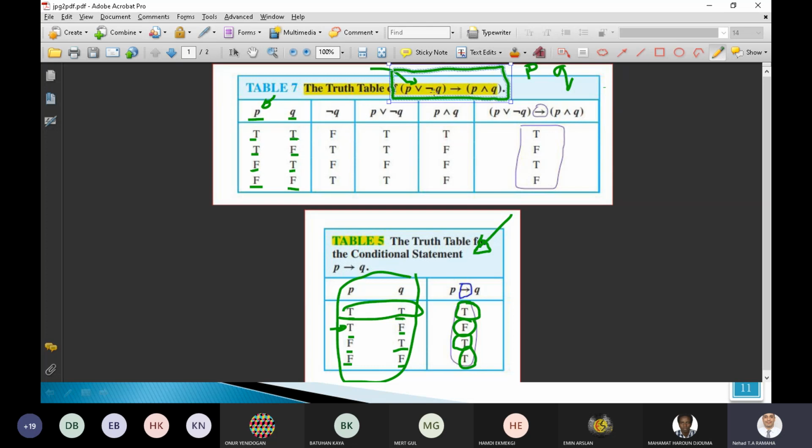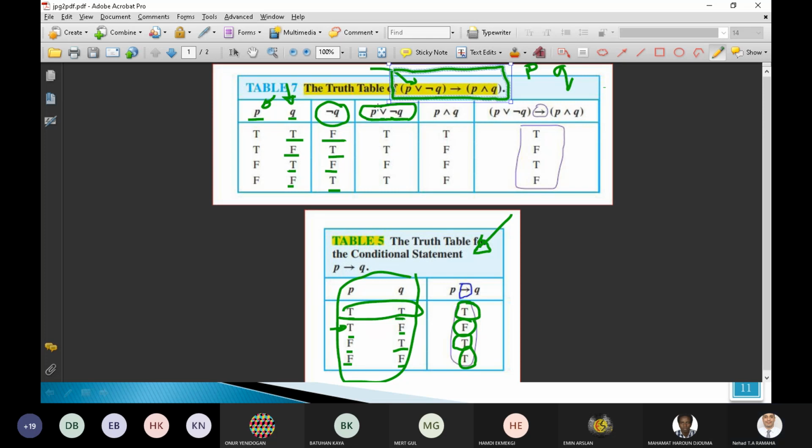So I will calculate not Q. Where is the Q? Here. What's the meaning of not Q? The negation or the negative of Q. When Q is true, the negative will be false. When Q is false, the negative will be true, and so on. True becomes false, false becomes true. Now, and only now, I can get the first part, which is P or not Q.